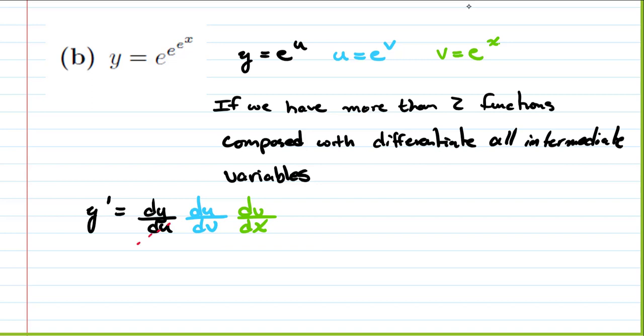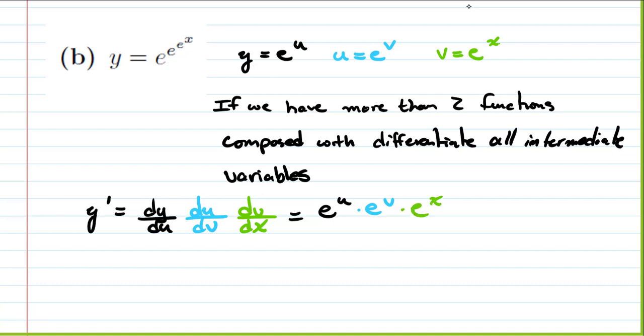And notice we're trying to find dy dx, or y prime. And if we were to look at it this way, the du's would cancel, and the dv's would cancel, and what would be left? Just dy and dx, which lets us know that we actually set up our chain rule correctly. So now we're going to plug in all of these things. Well, dy du, the derivative of y with respect to u: the derivative of e to the u is just e to the u. The derivative of e to the v is going to be times e to the v, and the derivative of e to the x is going to be e to the x.